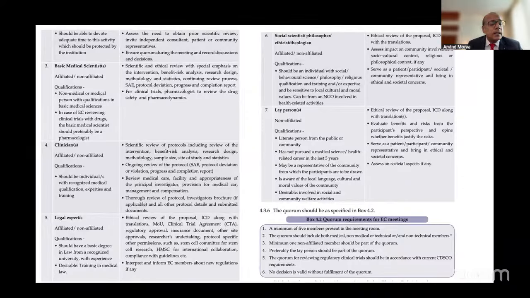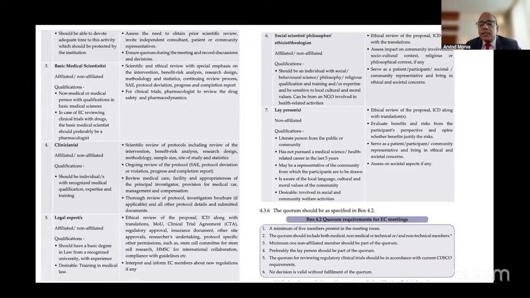A legal expert must be there, affiliated or non-affiliated. The qualification should be a basic degree of law from a recognized university with experience, and desirable training in medical law. Then a social scientist or philosopher, who can be affiliated or non-affiliated, and should be an individual with social or behavioral science background. And a lay person, non-affiliated, a literate person from the public or the community.